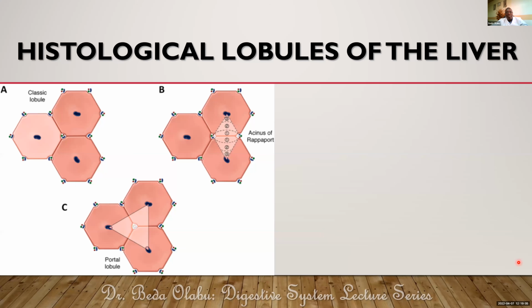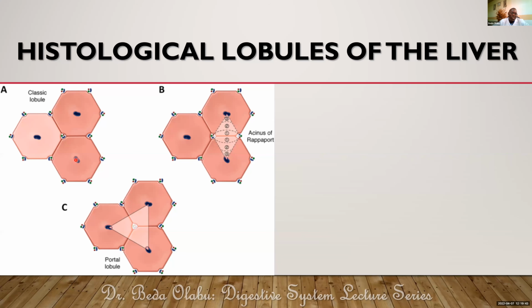Based on that, let's describe the histological lobules of the liver. I showed you some hexagonal structures. A hexagon will have 6 corners and 6 sides. The center of the hexagon contains the central vein. The corners of the hexagon contain the portal triad. A portal triad has 3 structures: hepatic arteriole, portal venule, and bile ductule. So that's a portal triad, that's another portal triad, that's another portal triad.